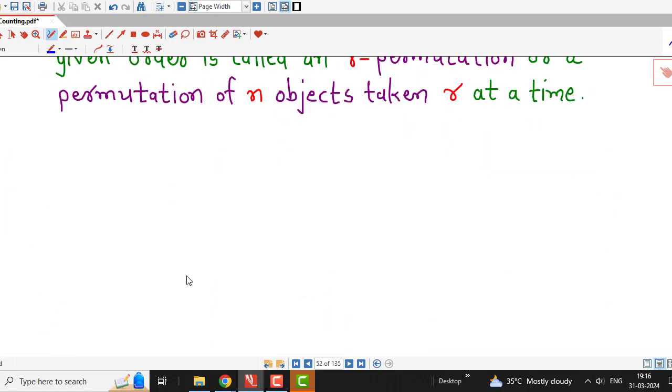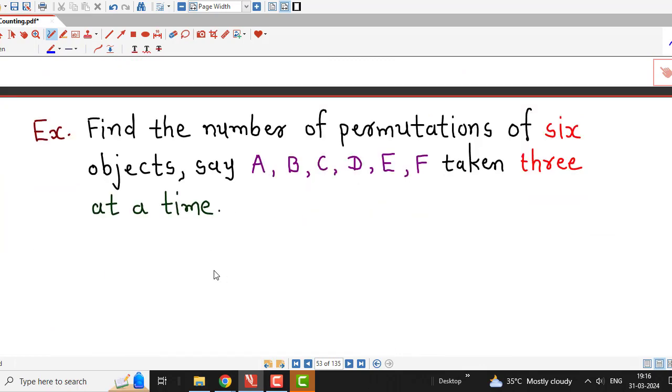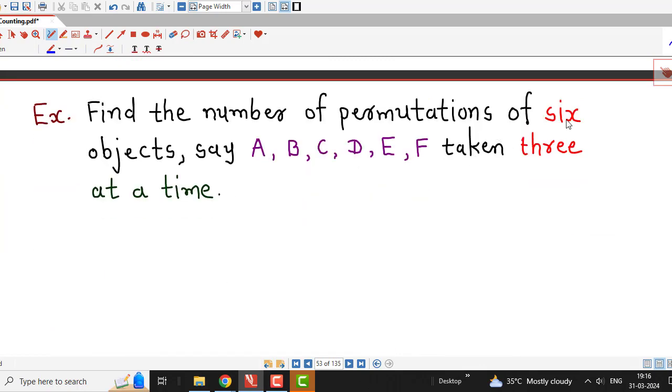So we can have another example also. Find the number of permutations of 6 objects, say A, B, C, D, E, F, taken 3 at a time. So we have to decide the number of permutations of 3 objects out of 6 objects, and because we are asked to find out the permutations, order is important, and we have 3 objects in the arrangement.